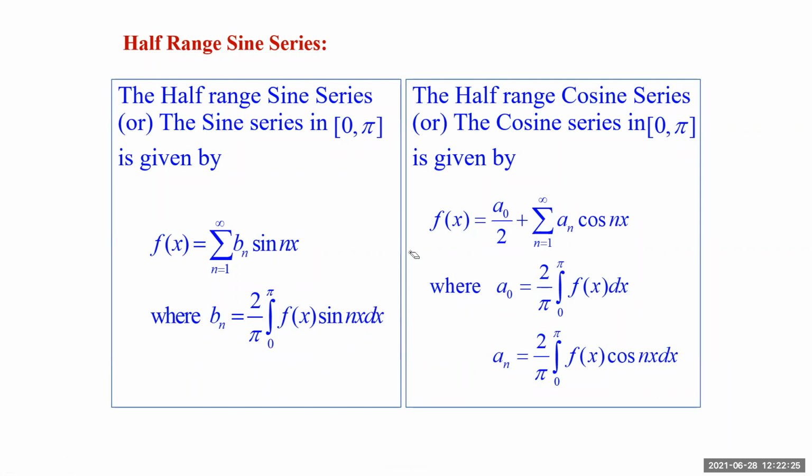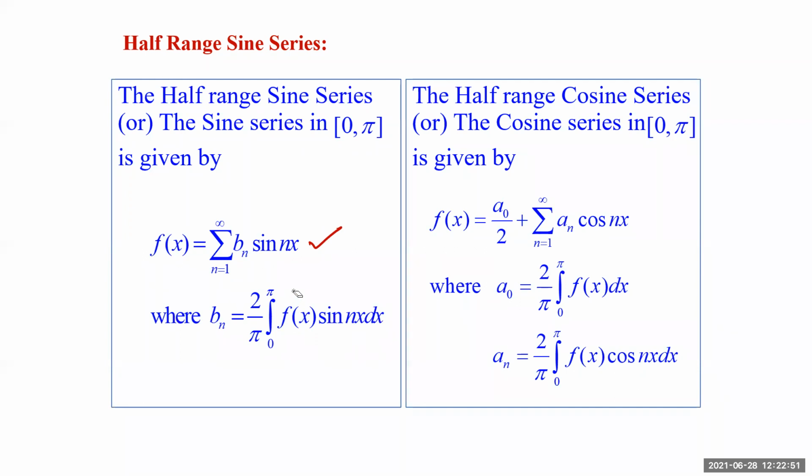And when the function is extended as an odd function, we'll get half range sine series. And when it is half range sine series, we'll get the Fourier series in only sine terms, right? Thereby, we'll write the coefficients bn as 2 by pi into integration from 0 to pi f of x into sine nx. Understand, the same formula you got in the case of odd functions.